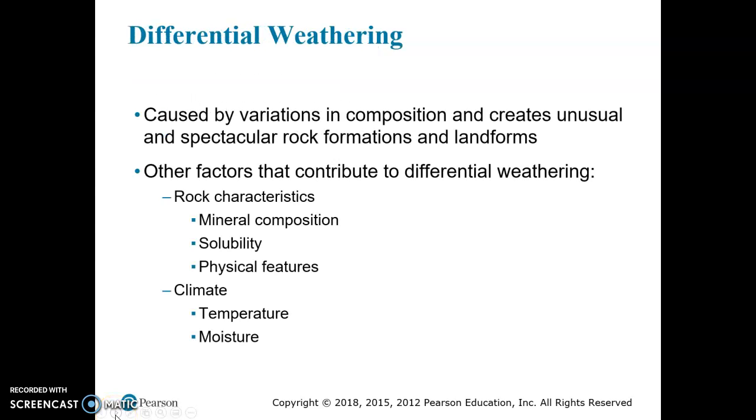Now, differential weathering is when we get rocks of different compositions that are susceptible to weathering differently. So some parts are going to weather differently than the others. This depends on rock characteristics, such as what type of minerals are in the rocks, what their solubility is, what their physical features are, and what the appearance is in terms of the shape or the cleavage of the rock.